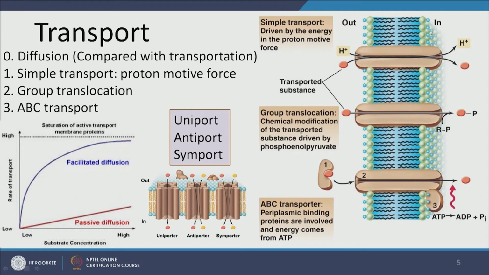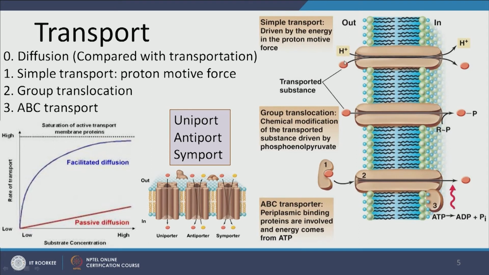Now in simple transportation, let's take a look here. Simple transportation uses proton motive force. Now remember, I told you that the outer layer of cell membrane will have positively charged protons, inner layer will have negatively charged OH minus. So the cell makes use of this electron gradient, remember, like a battery. So it makes use of this electron potential to transport the substance here in red inside.